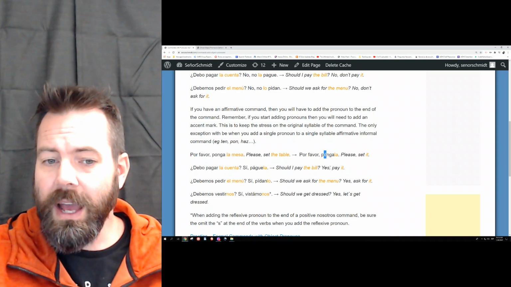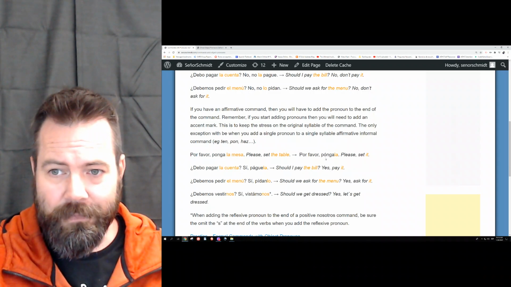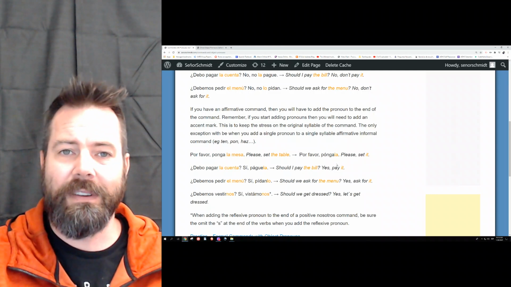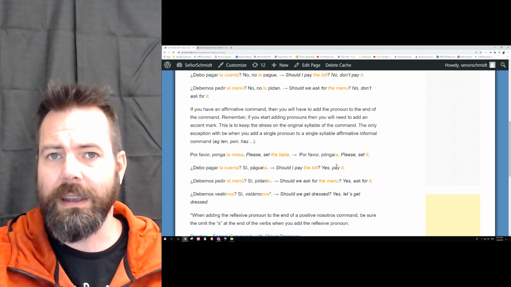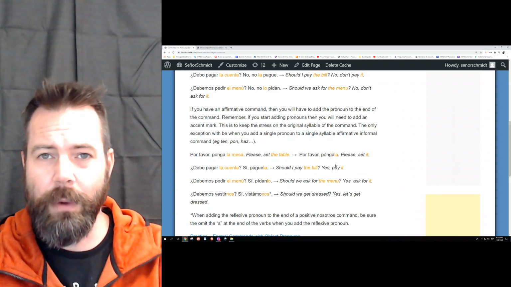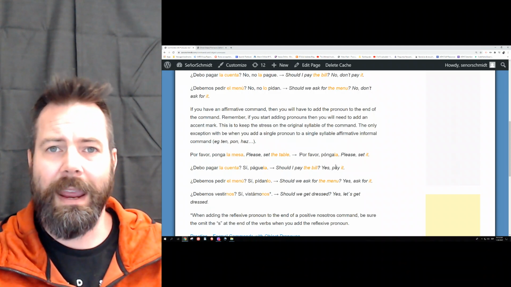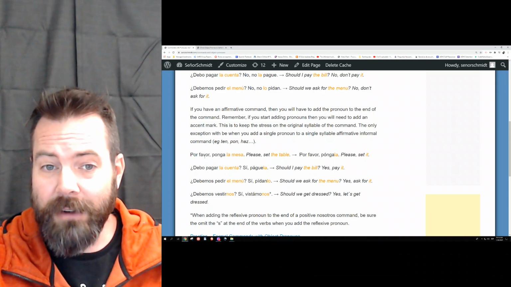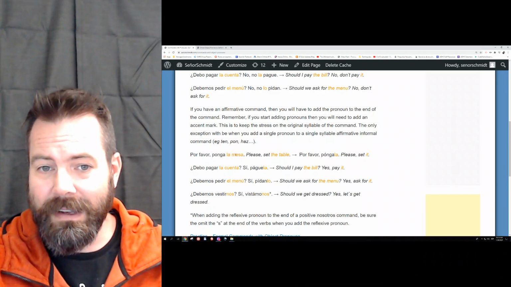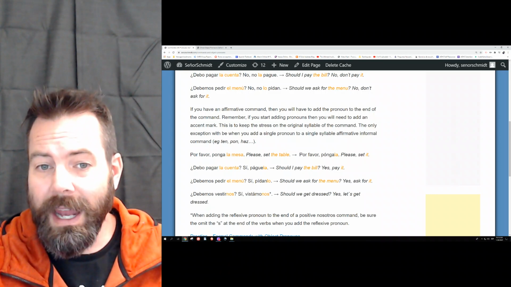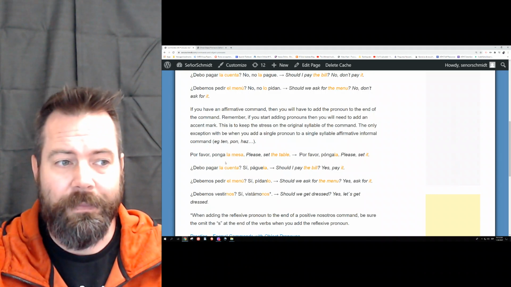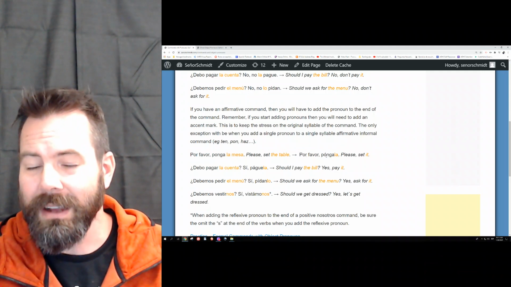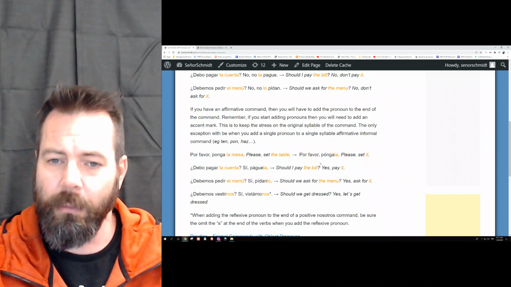Okay, you're not always going to add an accent mark. The only time you wouldn't is when you have one pronoun on the end of a single syllable command, right? Like you remember those irregular tú-form commands, like pon, sal, whatever. So if this was an informal command, for example, instead of por favor ponga la mesa, if I made it informal and said por favor pon la mesa, I would say por favor ponla, no accent. That would be the informal command.